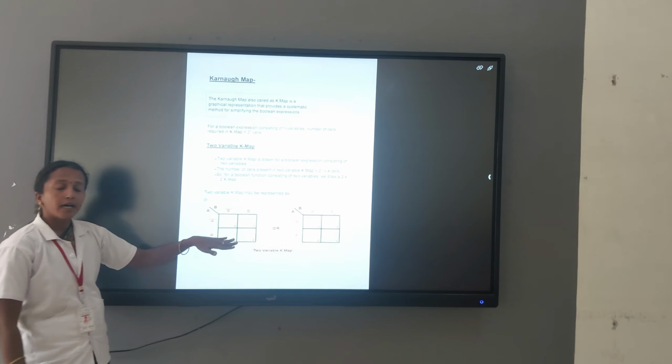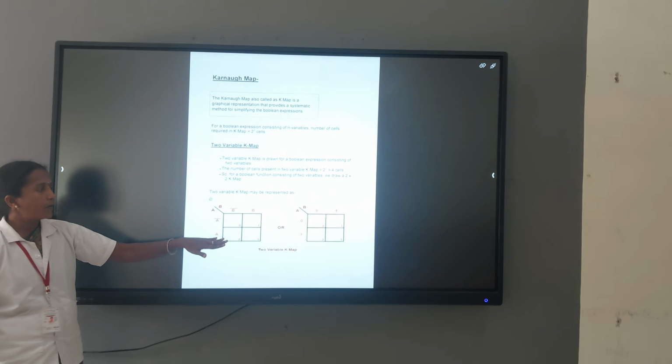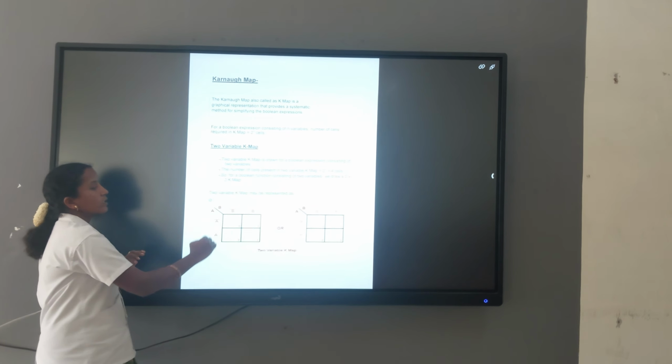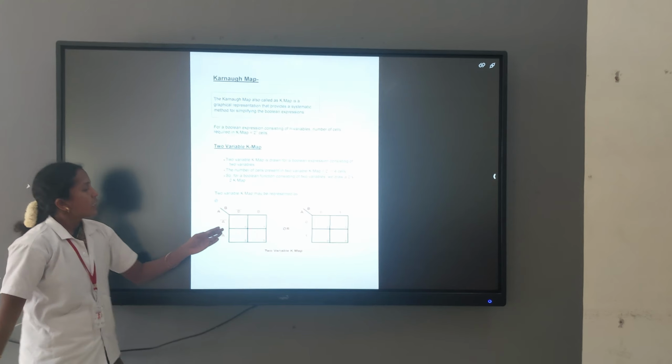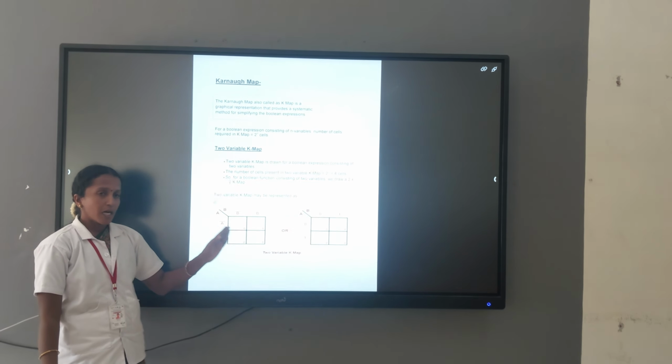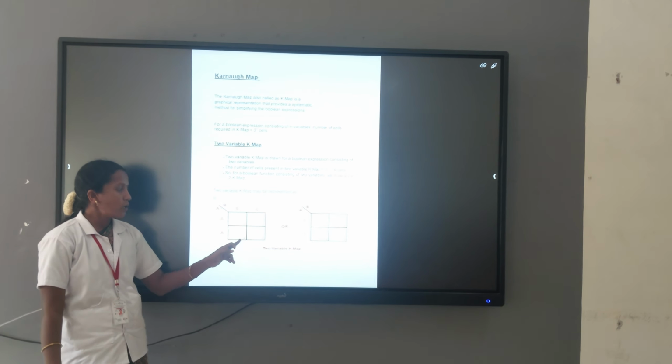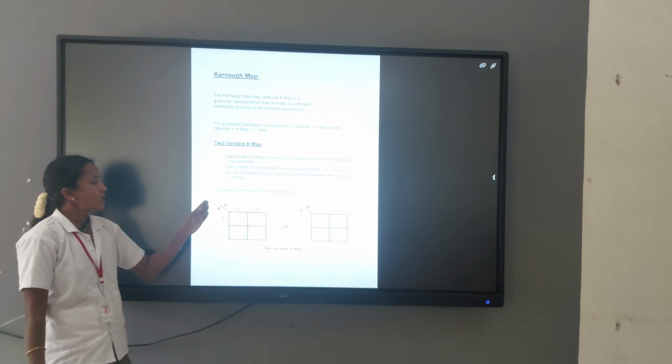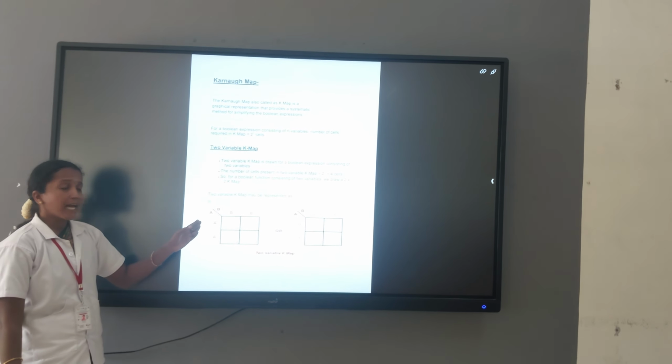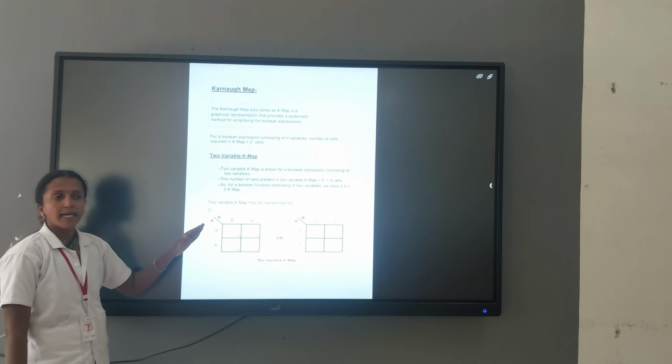So this is the graphical representation of the 2 variable K-map. This consists of 4 cells. The cells can be represented with the numbers, here 0, 1, 2 and 3. The expression can be represented with the help of A and A bar.